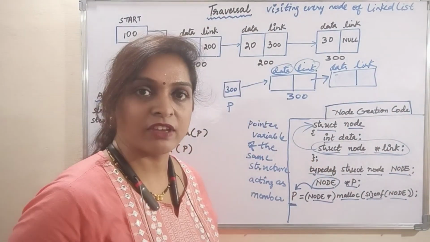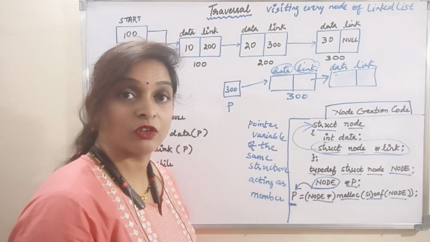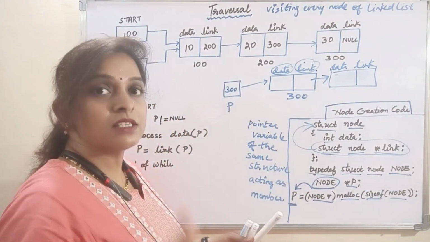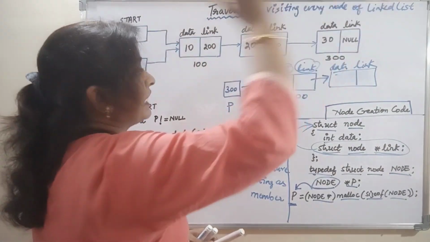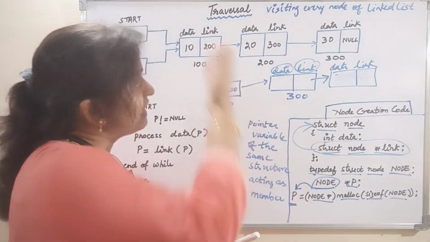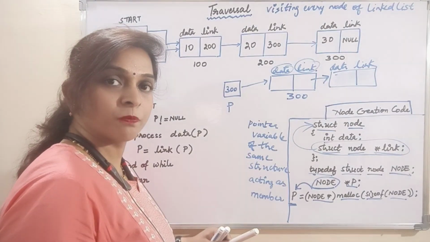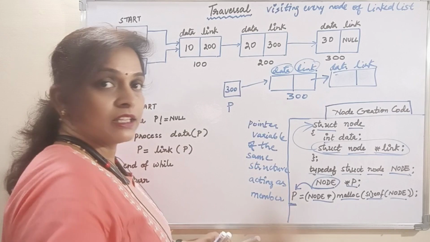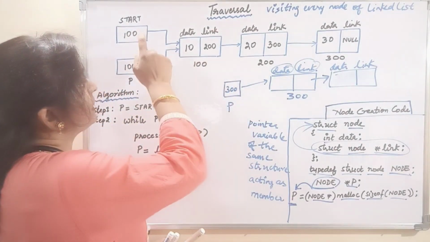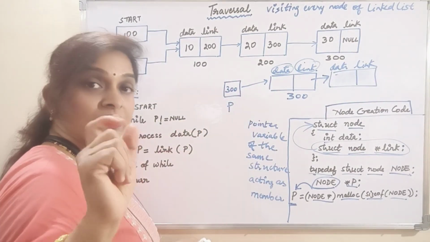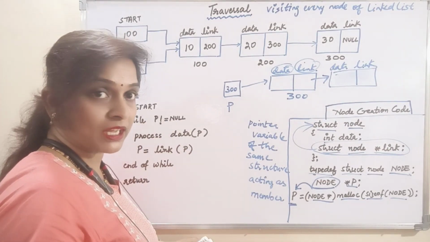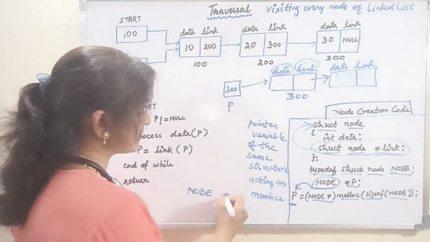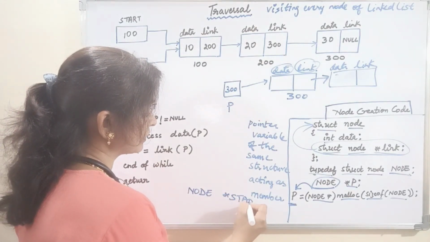So this is what I have explained in the previous video. You can just go and check out the playlist. Hope you have understood this node creation code. Now let us assume that we have already created the nodes and a linked list is established. Nodes are created and linked to each other. The address of the first node will be held in the start pointer, where that start pointer will also be of node type. So I will say node asterisk start.